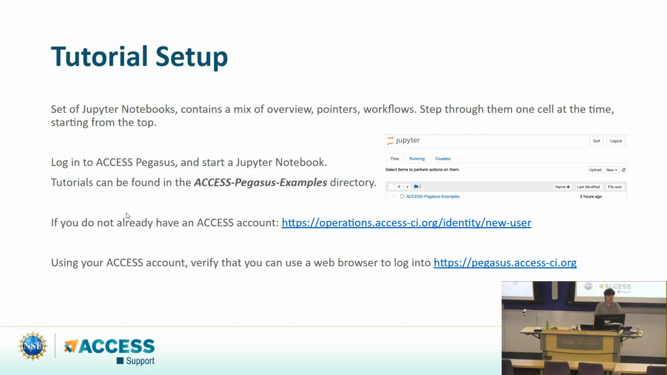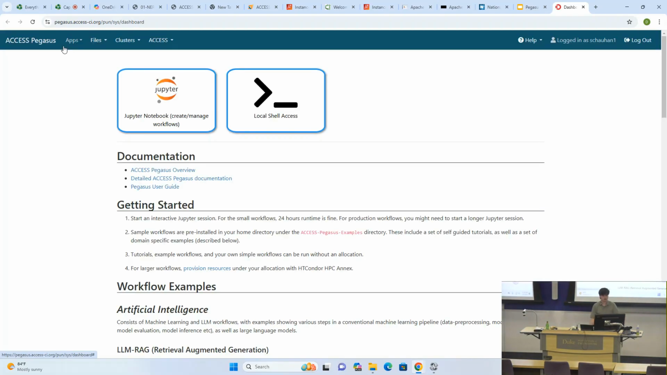Okay. So this morning we did the Access account setup. So you should all have this, but let's go through it together. If you don't have an Access account, make sure to make one. It's pretty straightforward. So go to this link, pegasus.access-ci.org. And you'll be routed to an Open OnDemand interface.